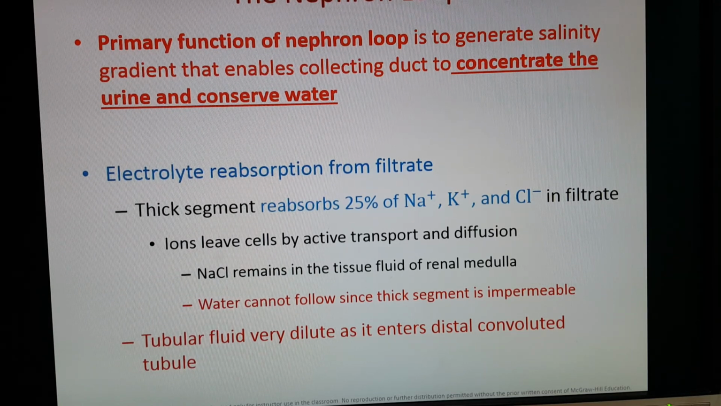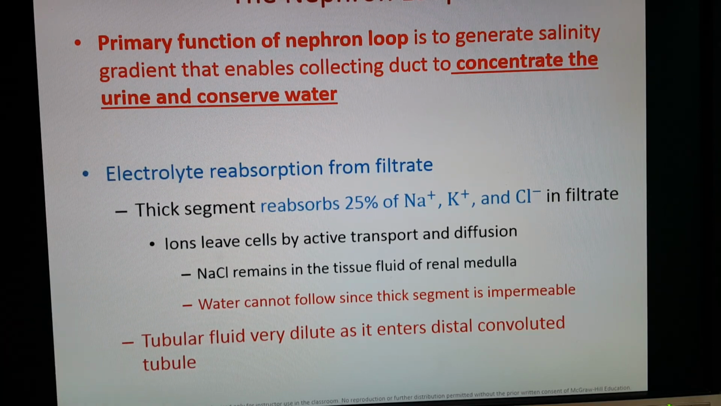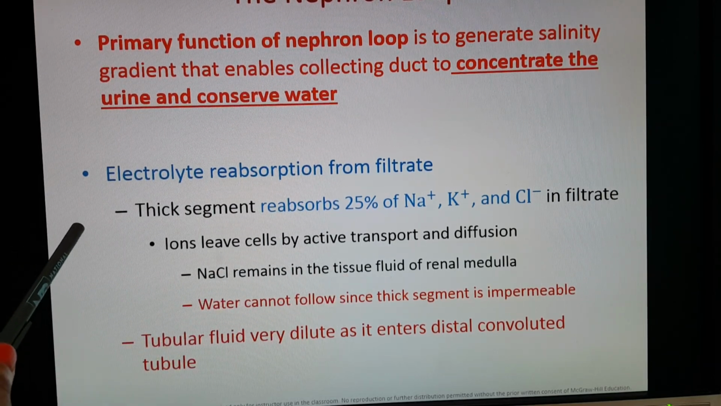So there's two segments in your nephron loop. The thick segment is very permeable to your electrolytes. The thin one is more permeable to water. So first step, nephron loop. So we're going down our little nephron loop. That's your thick segment is the first part, reabsorbing those electrolytes. So taking it out of the tubular fluid.